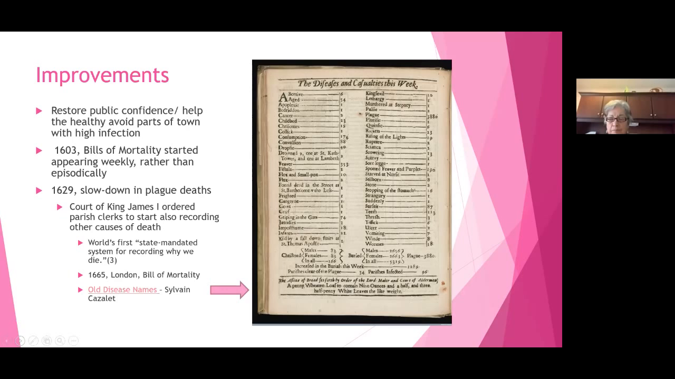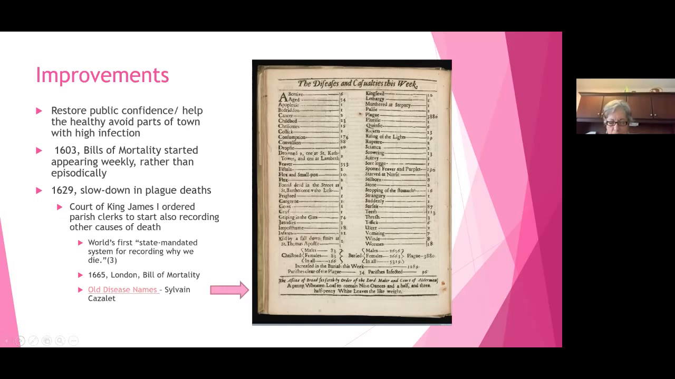Some improvements. In 1603, they started coming out once a week rather than only at the height of the deaths. And then in 1629, when there was a slowdown in plague deaths, the court of King James I ordered parish clerks to start recording other causes of death. And this is the world's first state-mandated system for recording why we die.